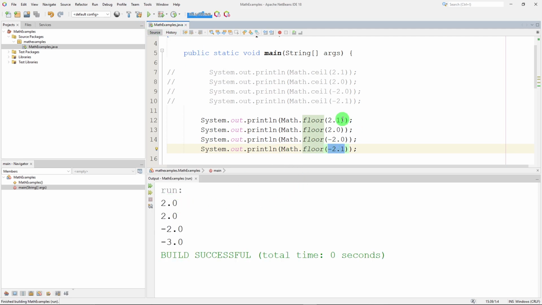So there we go. 2.1 moved to the left on the number line to the nearest integer, 2.0. 2.0 is equal to an integer, so it didn't do anything. -2.0 is equal to an integer, so it didn't do anything. -2.1 moved left on the number line till it hit the next integer, which is -3.